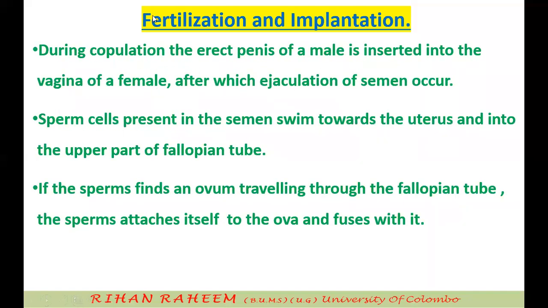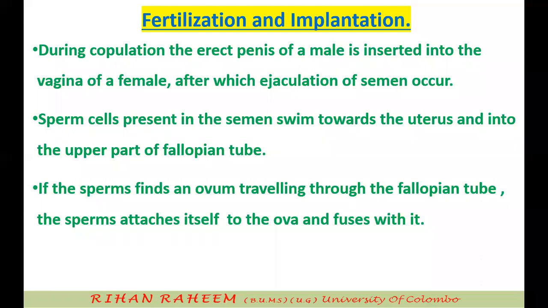Now listen, this is a very important part. During copulation, you all were asking what is copulation? The erect penis, which can become erect due to the blood supply, is inserted into the female vagina. After that, the semen will get ejaculated. In the semen, you have sperms. The sperm cells will start swimming in the female organ.